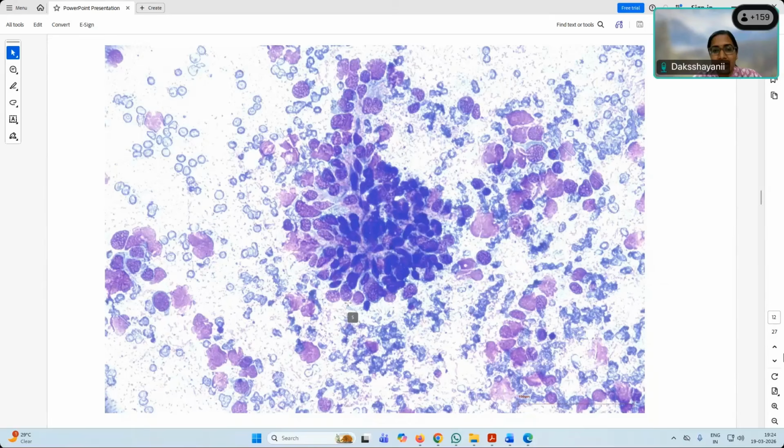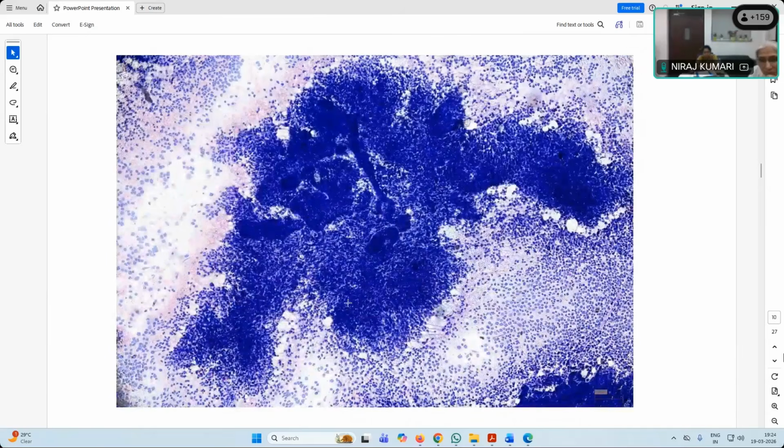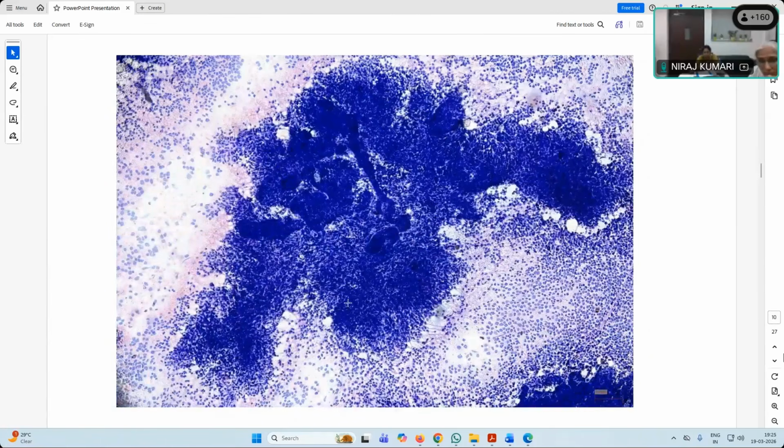Ma'am, based upon the age as well as site, if you see the morphology, we could say that these are arranged in glomeruloid pattern. First we will do WT1. Okay, so let's not jump to the IHC. Let's stick to morphology. Why is it neuroblastoma?